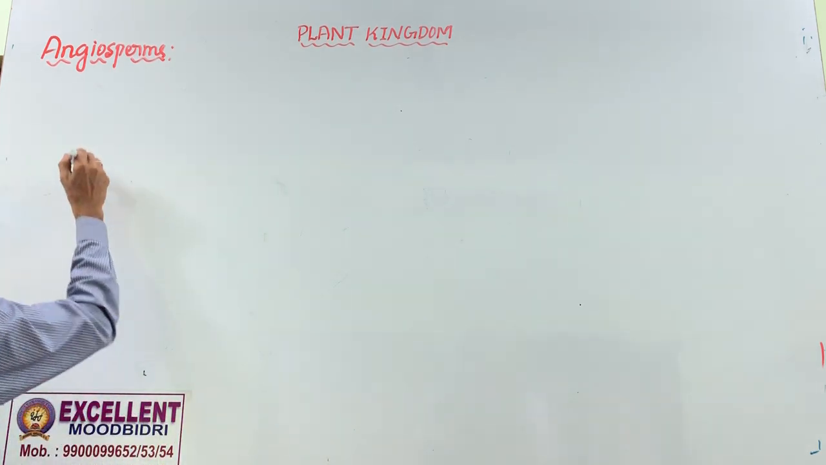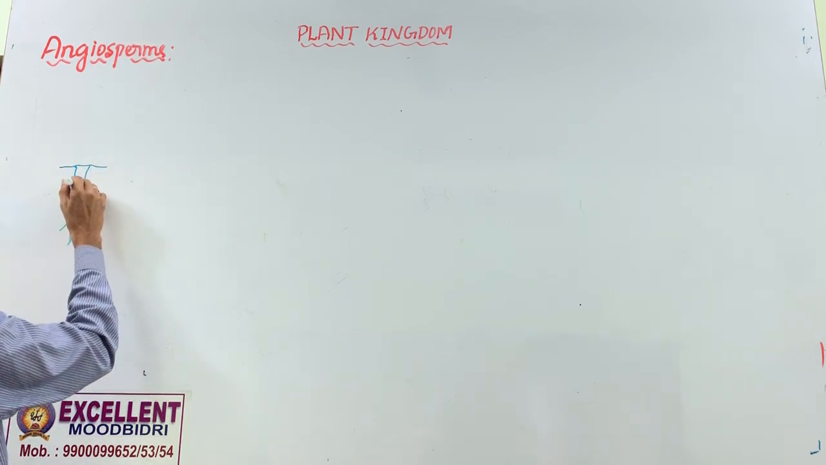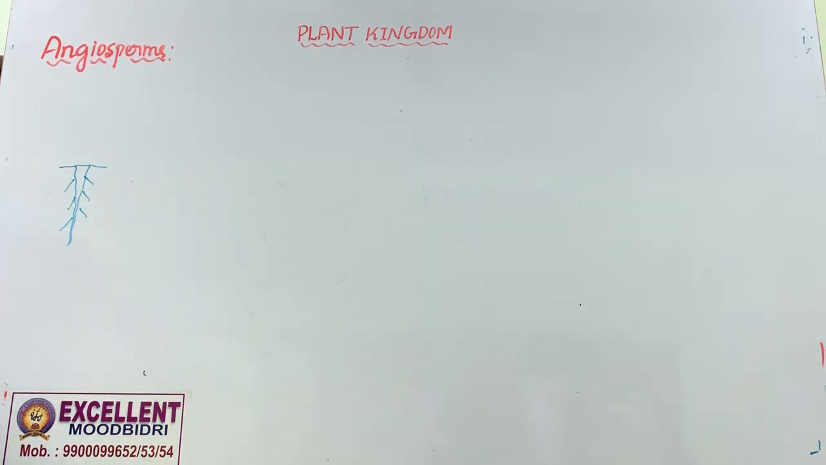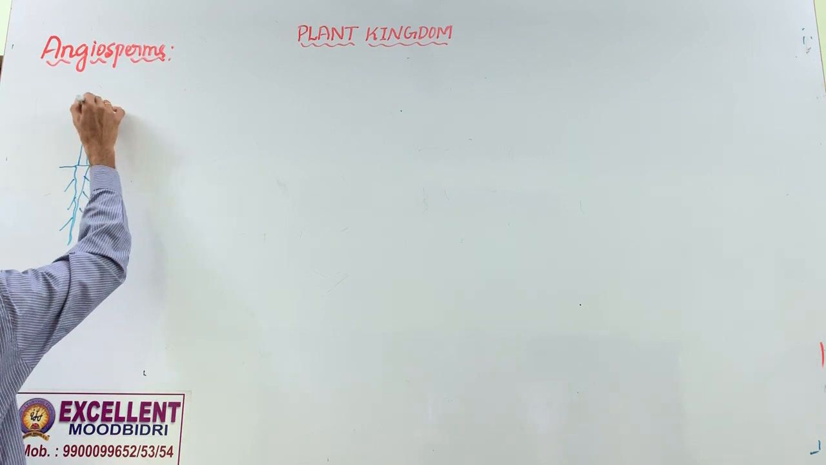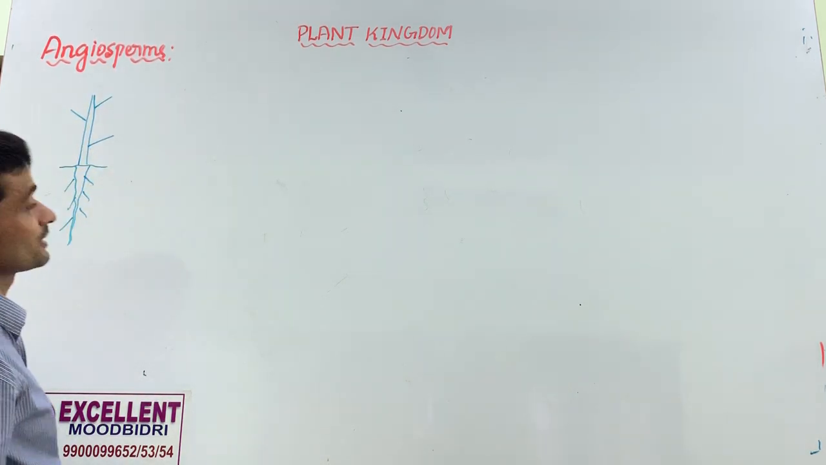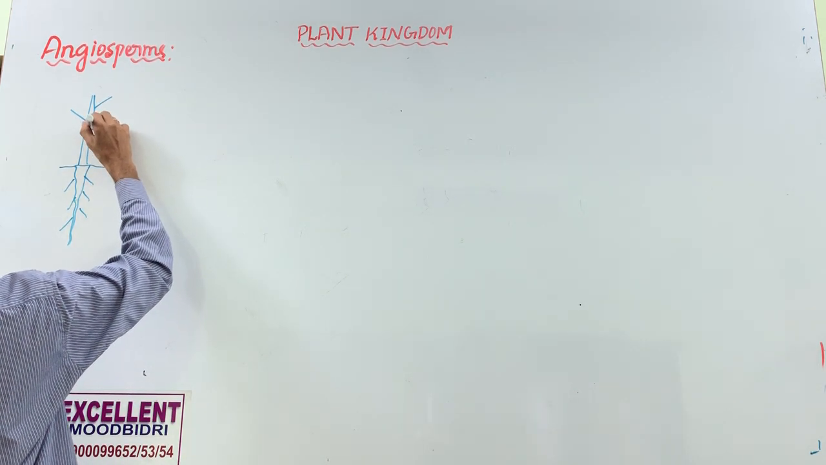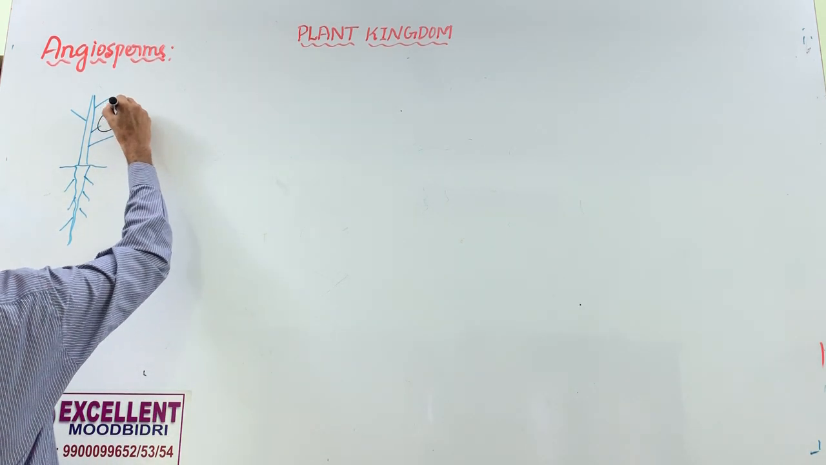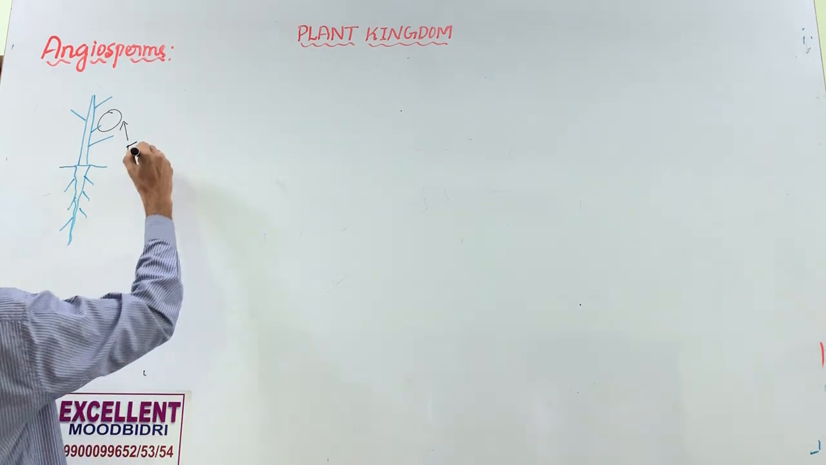Imagine this is the well developed root system. Just by seeing root system, you cannot recognize angiosperms. Gymnosperms also have taproot system. Just by seeing shoot system, you can't recognize angiosperm, because gymnosperms also have this type of shoot system. Now you have to look at the modified portion of the shoot system. There is inflorescence, there is reproductive structure, there is flower.